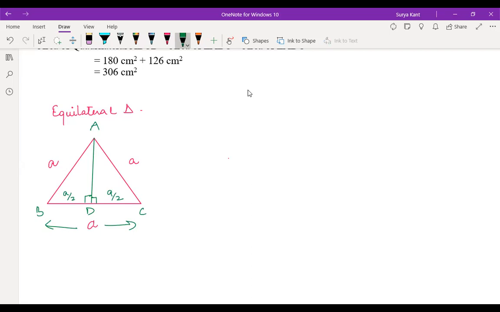Yes. So both of you tell me how to find this height. Take out one triangle outside, ADC. I'm drawing the ADC triangle outside. This is right angle triangle ADC. DC is A by 2, AC is A. Both of you find AD. What can we write for AD?